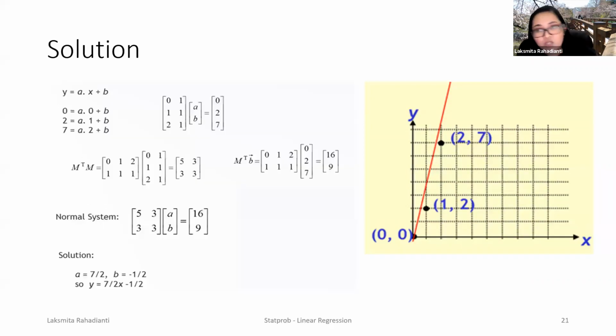You could do a linear algebra solution. As you see here, we have a linear equation system with these two unknowns, a and b, and I have three instances. So I could solve it that way using the least squares formula. Then in my normal system, I can get a solution of a and b, and this is my line equation: y equals 7/2 x minus 1/2.